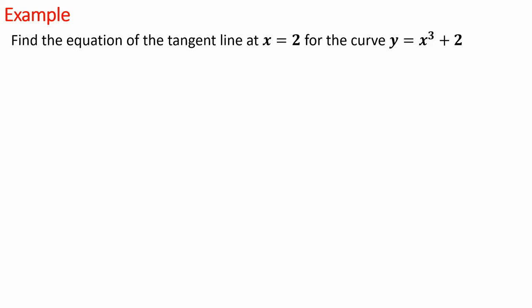Let's have a look at this one. Same drill. I want you to have a go. Have a think. You have to find the equation of a tangent line. So I want a straight line. I want to know what the straight line is when it crosses at x equals 2. At x equals 2, you get a tangent line on this curve. You've got a cubic graph, x cubed plus 2. I want you to find the equation of that line.